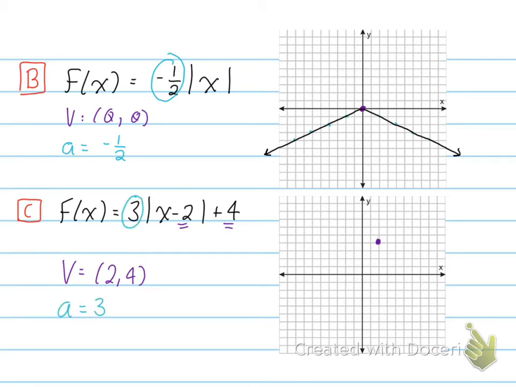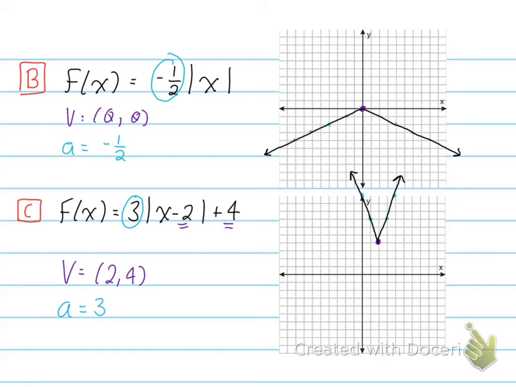So that means that from my vertex, I'm going to count up 3 over 1 in both directions to make a V shape, connect my dots, and I'm good to go. I like to compare here in these two examples how my a value can stretch and compress my V shape. So in the one that we just did, my a value is 3, a value greater than 1, and you can kind of see here in our picture that that V is a little bit more stretched out vertically, and it seems a little bit more narrow.